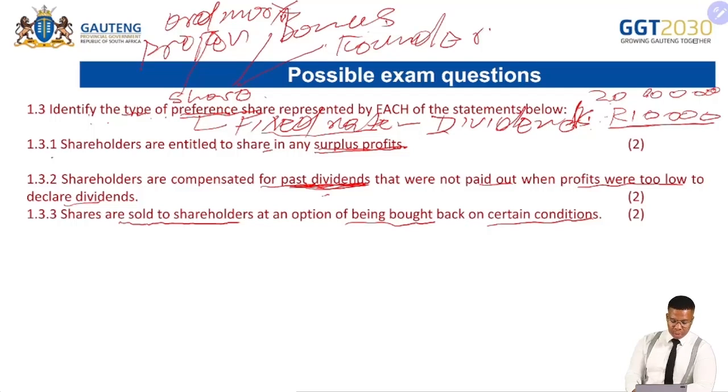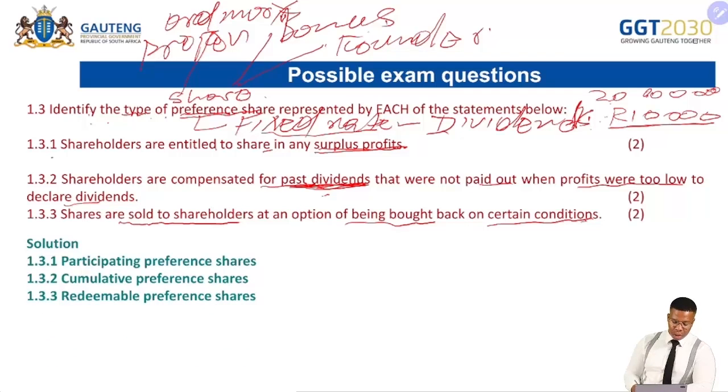And then 1.3.3, shares are sold to shareholders at an option of being bought back on a certain condition. So this is to say a company would issue out shares, but give an option to say we will require these shares back. So they will be bought back, hence we call it redeemable.